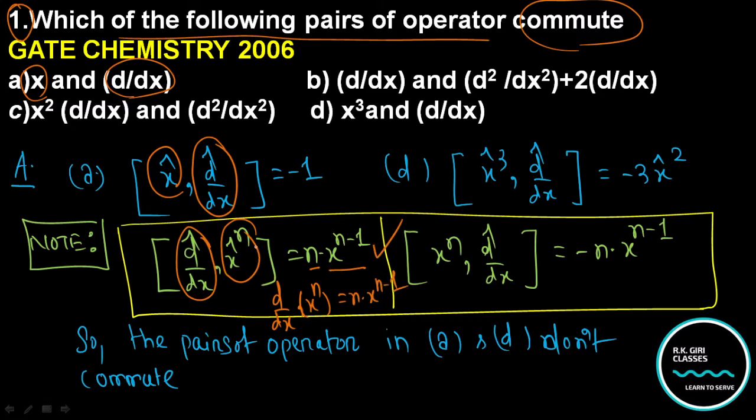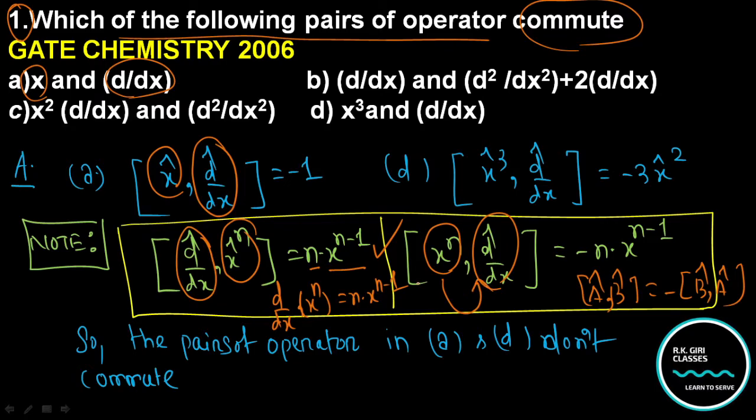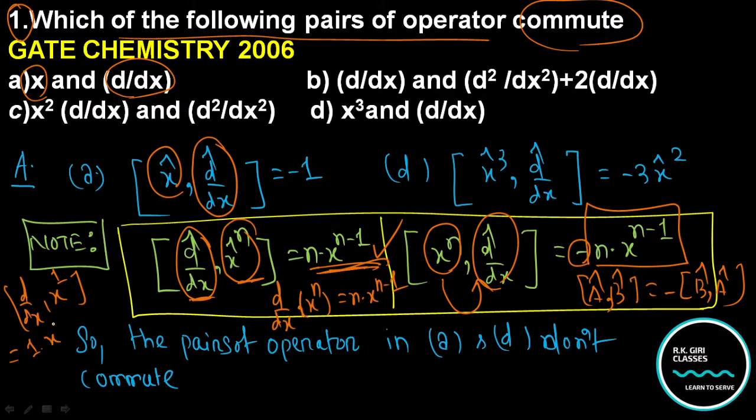And if you alternate the position, that means if you have the commutator of A with B, it is equal to negative of the commutator of B with A. Similarly, the commutator of x to the power n with d/dx is equal to negative of n into x to the power n minus 1. So here d/dx with x, that is x to the power 1, is equal to 1 into x to the power 1 minus 1, that is 1 into x to the power 0, that is 1 into 1, so the value is equal to 1.